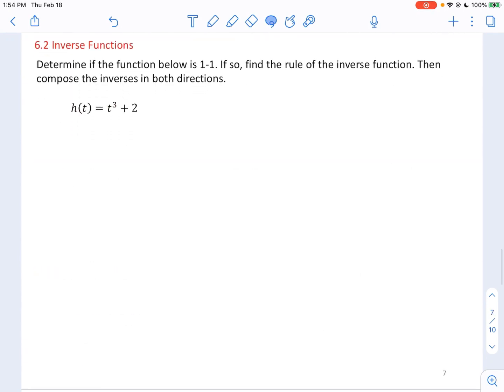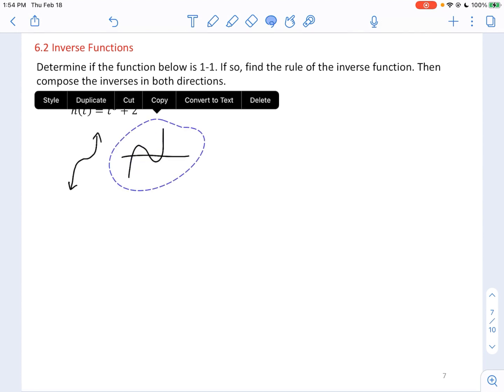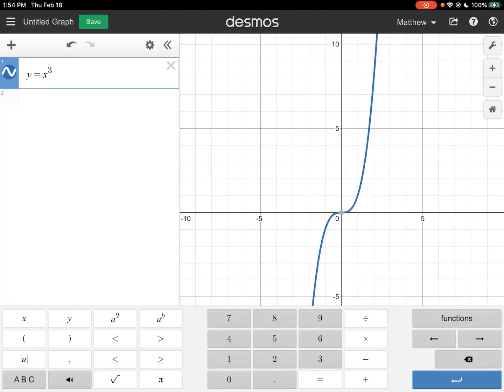Next one, determine if the function below is 1 to 1. If so, find the rule for the inverse function. h of t equals t cubed plus 2. I know what t cubed looks like, and just add 2. So the basic look of this is, and the question is, does it have bumps like this where you would fail the horizontal line test? So you have to think closely, well, what did t cubed look like in the first place?